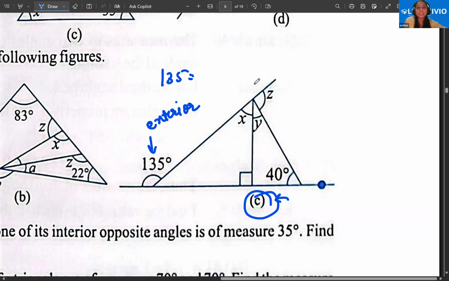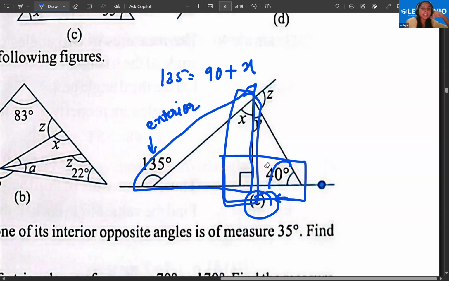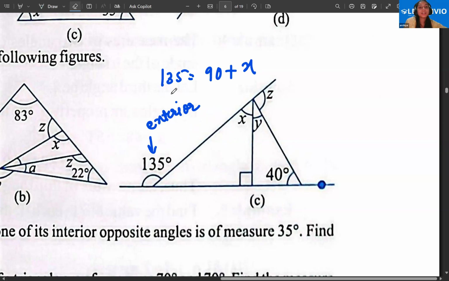See, 135, this triangle, this is the 90-degree triangle. 90 degree and 40 degree. How 40? You can't take two angles like this. They're in the same line. You have to see it like this. So 90 plus x. Not 40, but 90 plus x. So from this, you will find the value of x, right? Yes.